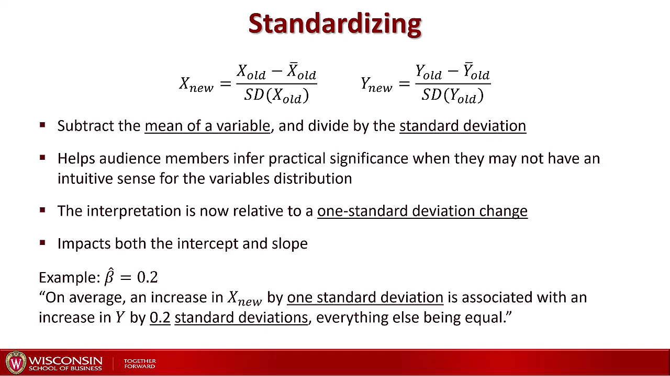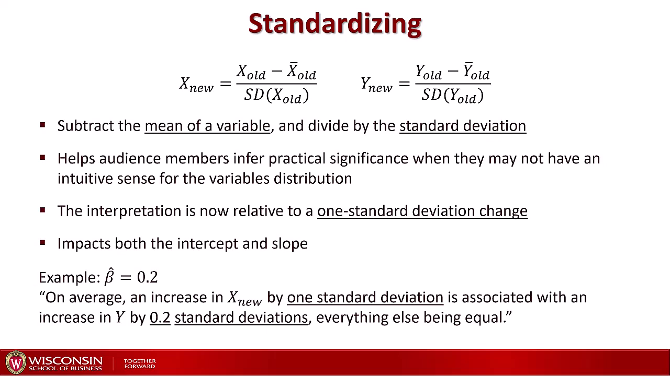Finally, let's cover the standardizing transformation, which is probably the most common one in some fields. When we standardize a variable, we subtract the mean of this variable and we divide by the standard deviation. So now we have a new variable with a standard deviation of 1, so a variance of 1, and a mean of 0, which is very convenient.